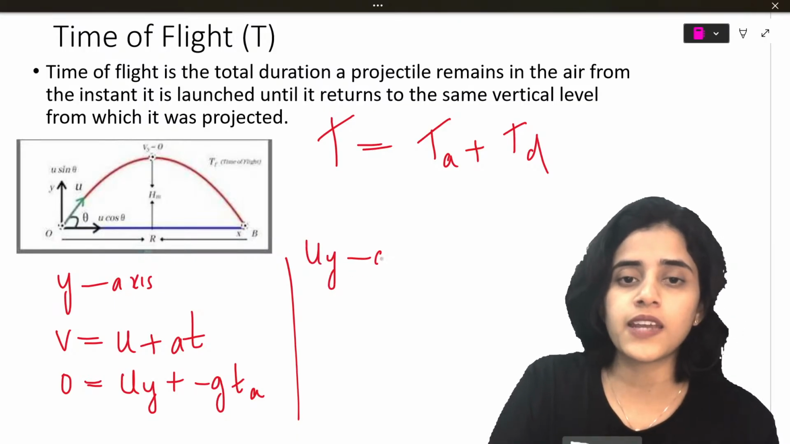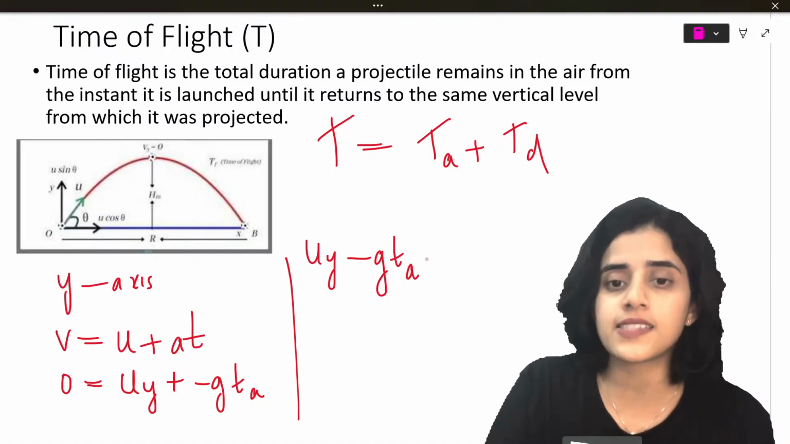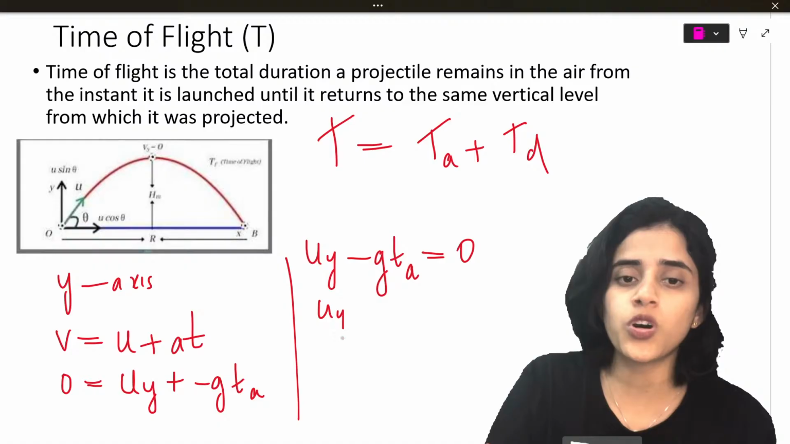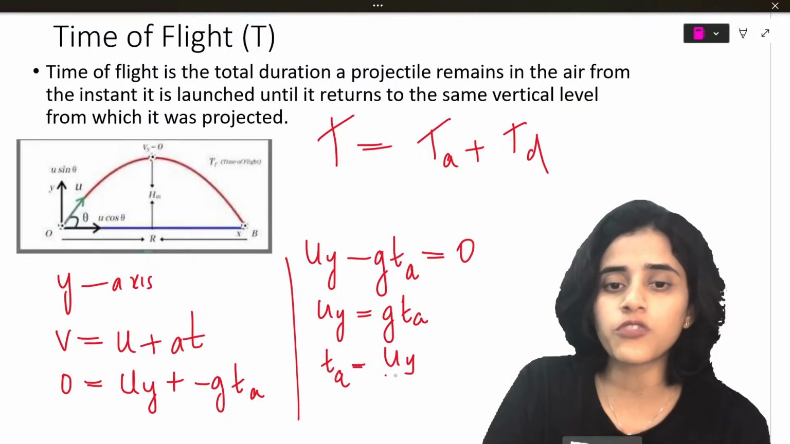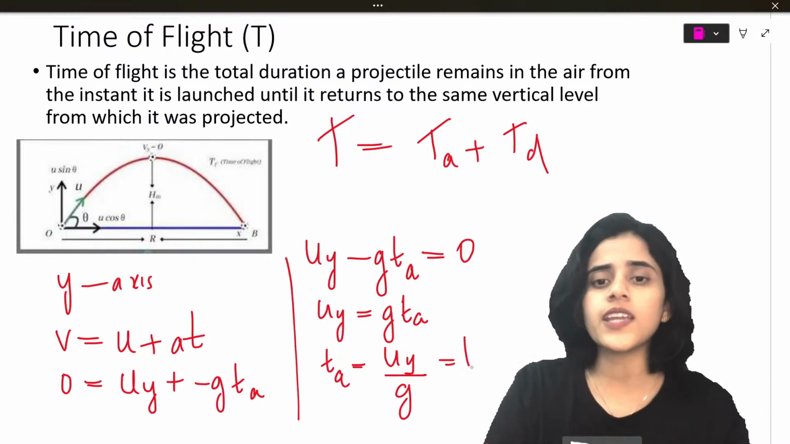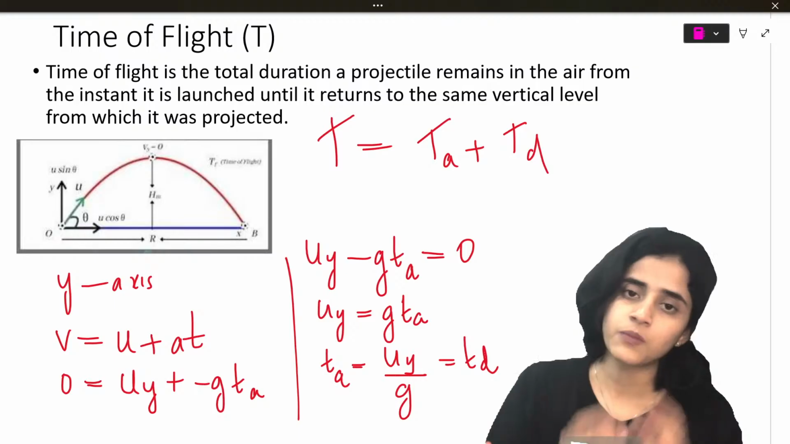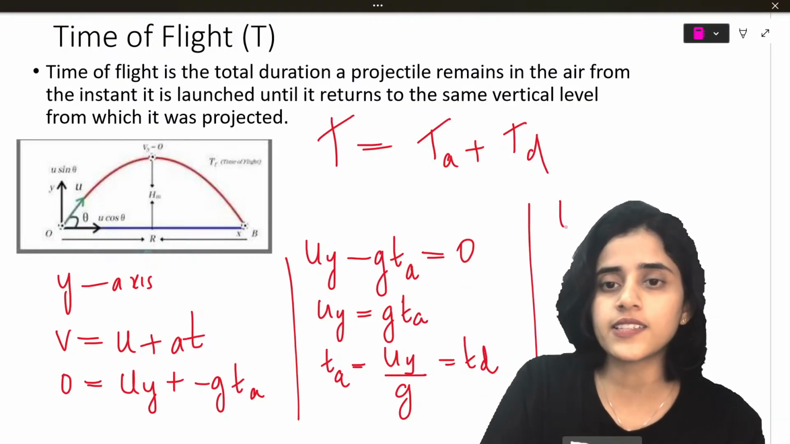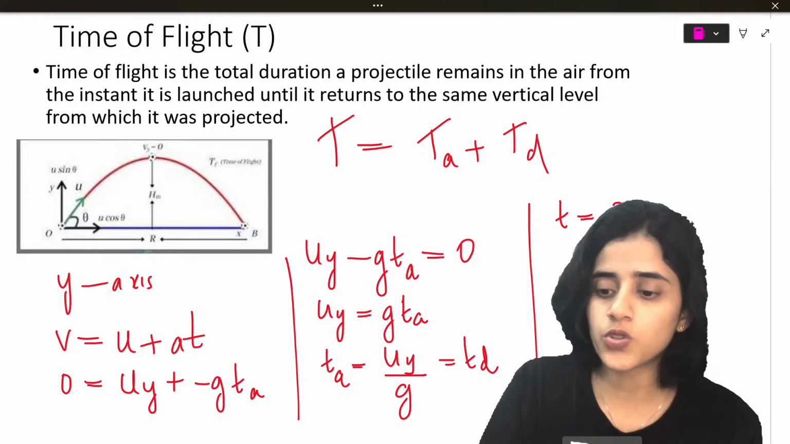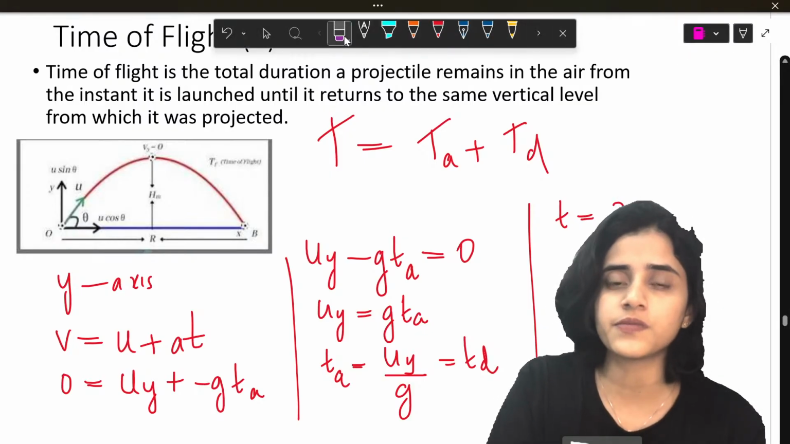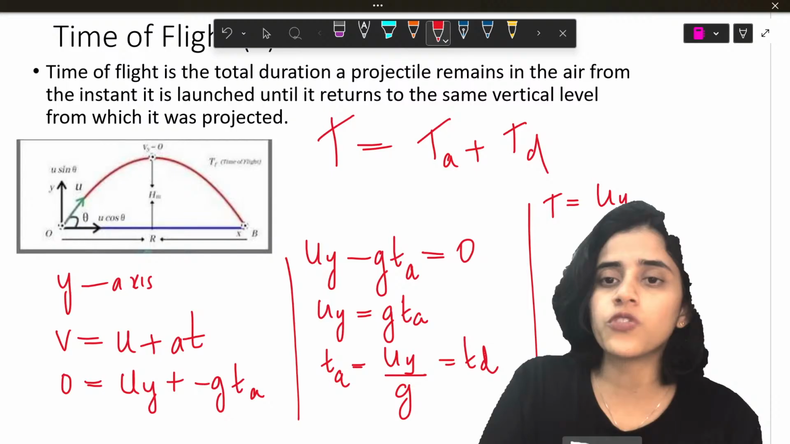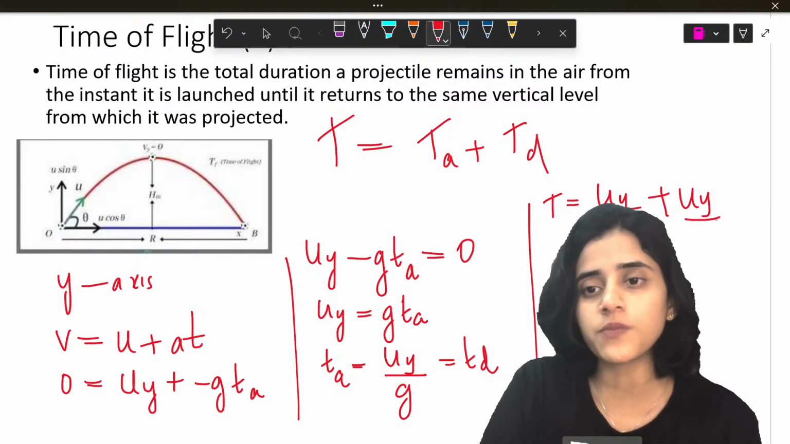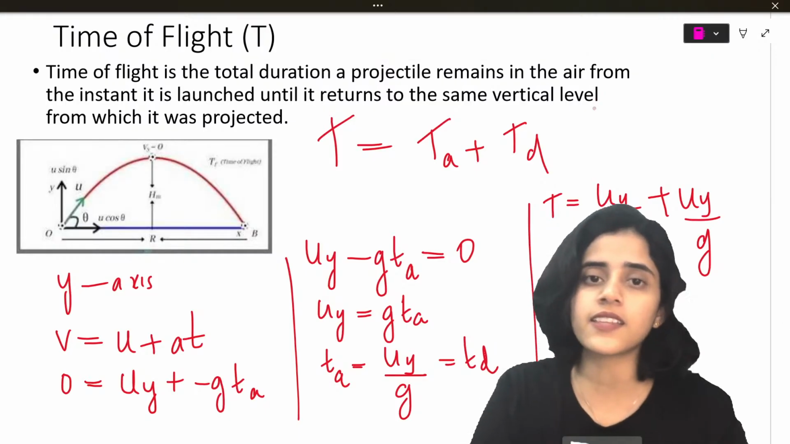uy minus g t ascending is equal to 0. So uy is equal to g into t ascending. So now you have t ascending is equal to uy by g. Now t ascending is the same as t descending because it's the same. So now can't I write t is equal to 2 into, okay, let's not write that. Let's write t is equal to uy by g plus uy by g. Okay, ascending and descending, they're both the same.